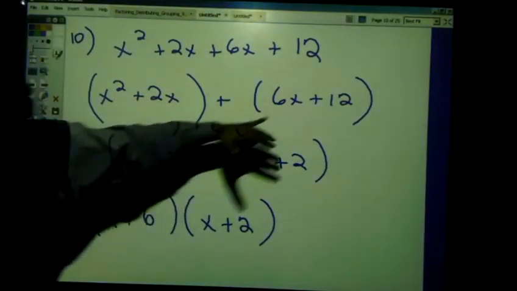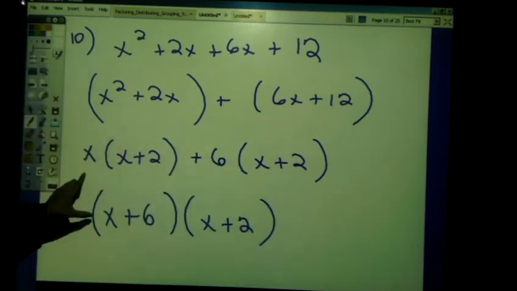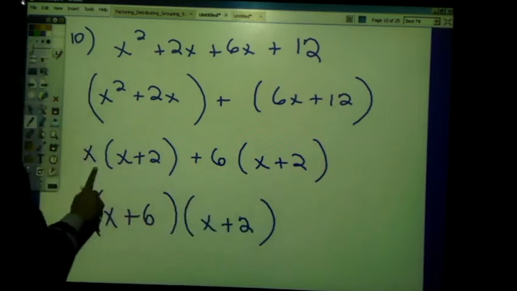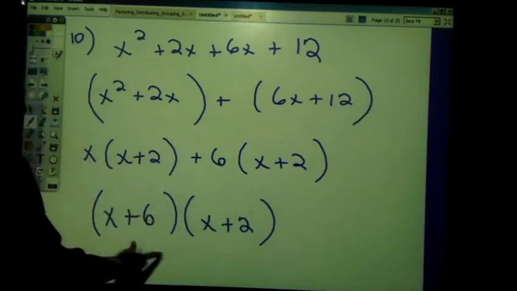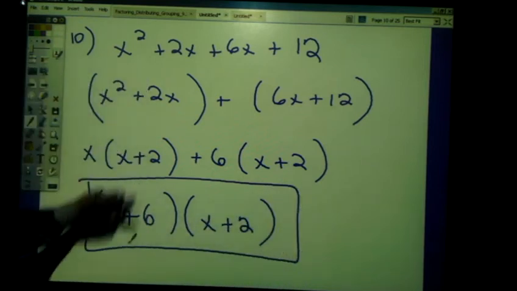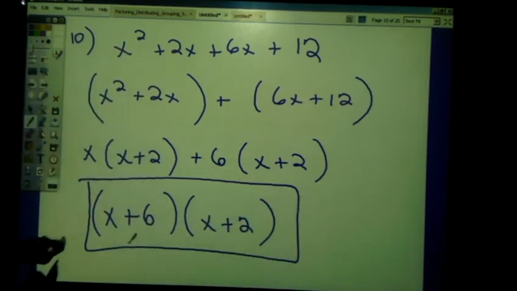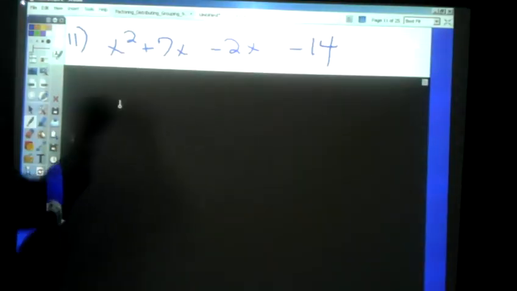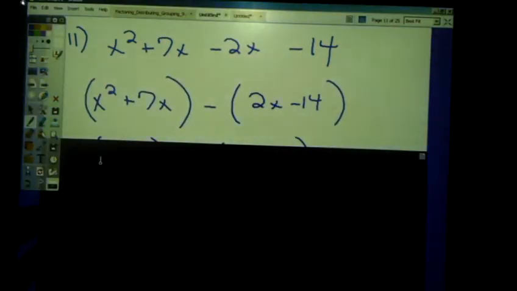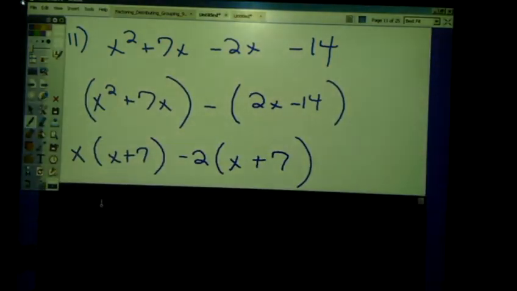Put the first two together, put the second two, pull out the common factor. We have the same thing in parentheses, so my answer is x plus 6 times x plus 2. If you want to check it, multiply it, you get what you had in the beginning. This answer is correct. Okay, solve by grouping. Pull out common factors. So my final answer is going to be the outside, x minus 2 times x plus 7.